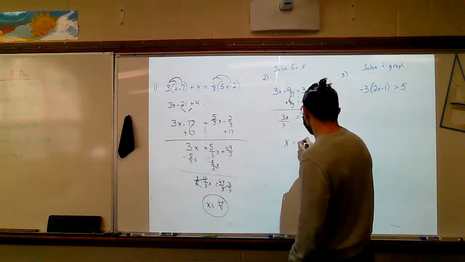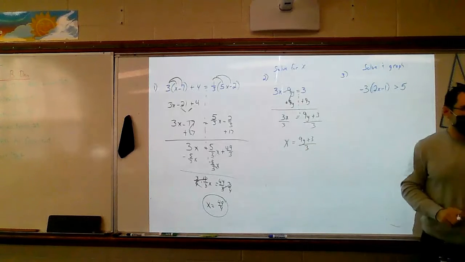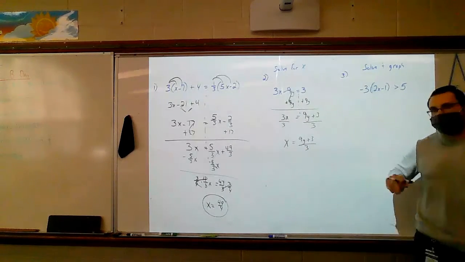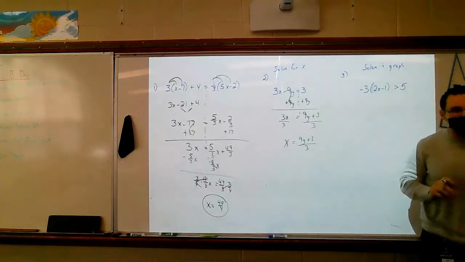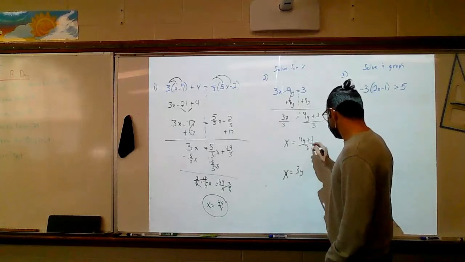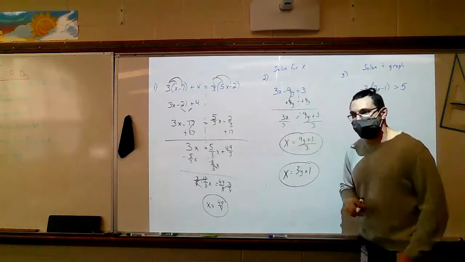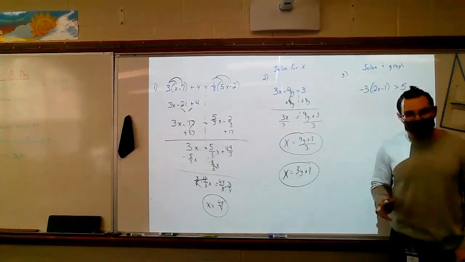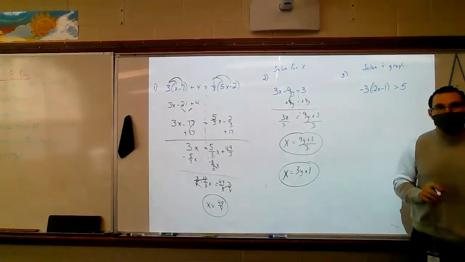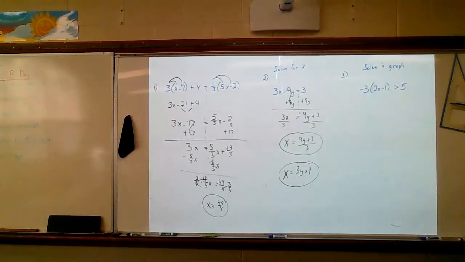If you have something that looks like this, will I give you credit? Sure. Will I give you full credit? Sure. Will I give you bonus? No. This is not all the way simplified. Because 9 divided by 3 is 3y. 3 divided by 3 is 1. This is completely simplified. Both of those are correct. This one just happens to be more correct. Did anybody get either of those? Okay, that's much better.